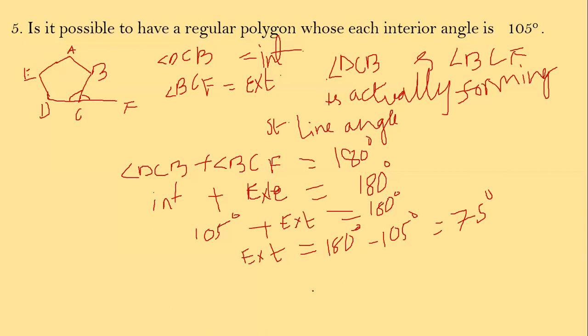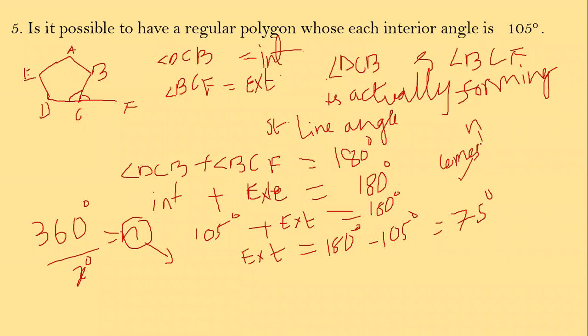So if it is a 75 degree exterior angle, then what we have learned is the relation 360 degrees by x degrees is equal to n, right? So we have to see whether n is coming or not, whether the number of sides is coming or not. If it is coming, then it's a polygon. If it is not coming, then it's not a polygon. Okay, so n is coming over here.